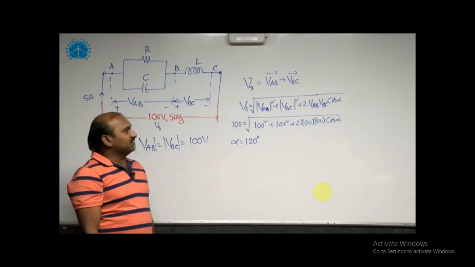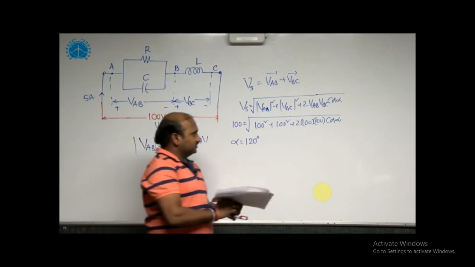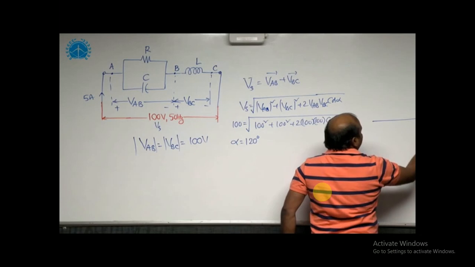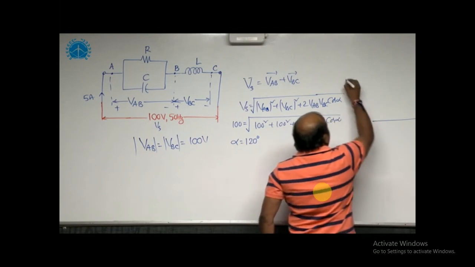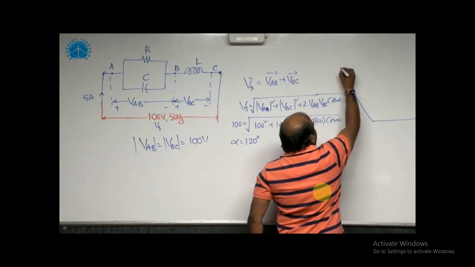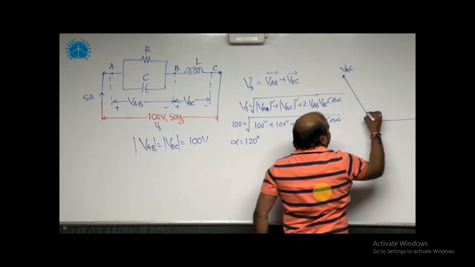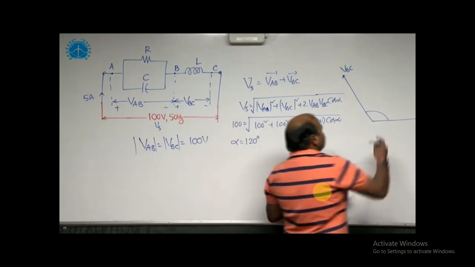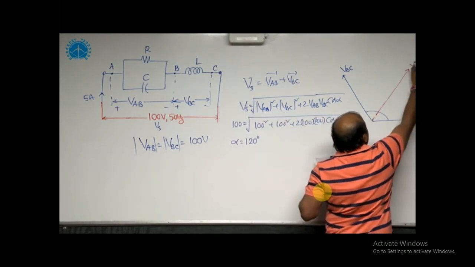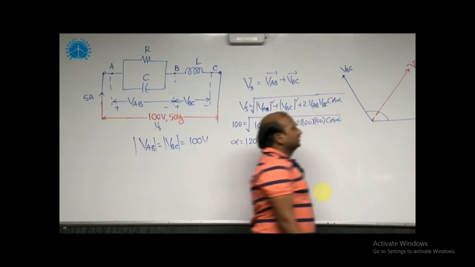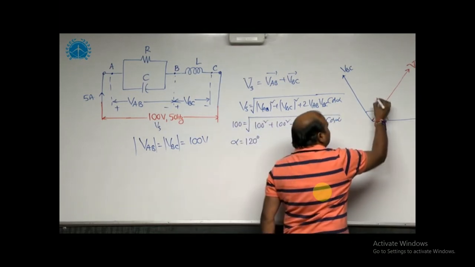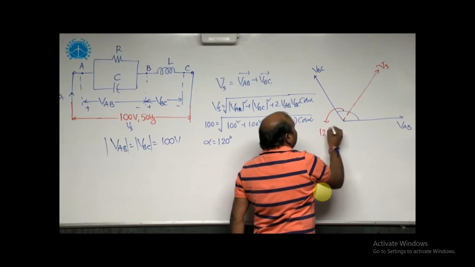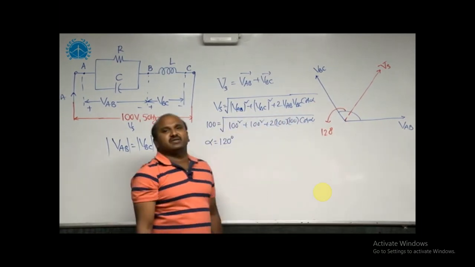Once you get the alpha value is equal to 120 degrees, now I can draw the vector diagram for VAB and VBC. These two vectors are displaced from each other by 120 degrees. The resultant voltage is Vs, and this angle is equal to 120 degrees. The total angle between VAB and VBC is 120 degrees.